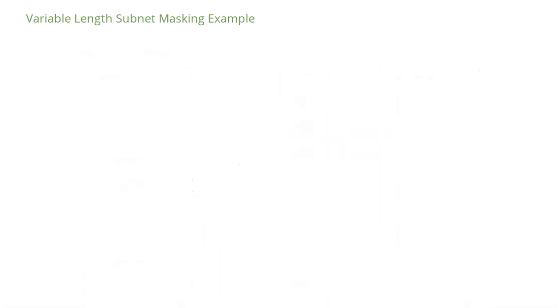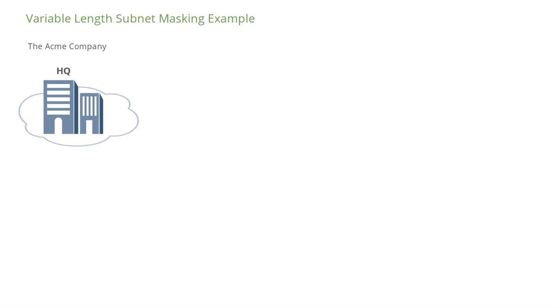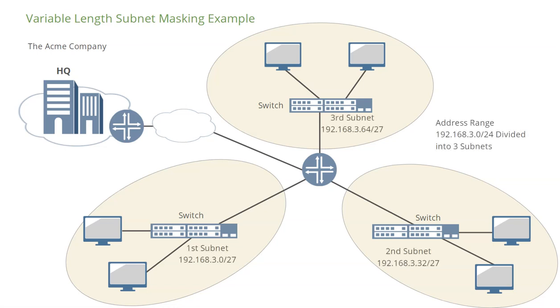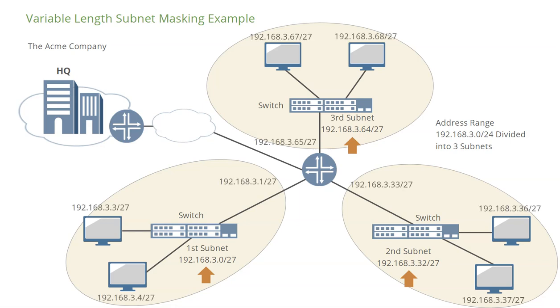Now let's assign a few of these subnets and see what the new IP addressing scheme looks like at the Acme manufacturing facility. In the graphic on screen, you'll see that we've assigned three subnets: 192.168.3.0, 192.168.3.32, and 192.168.3.64 to the three different networks. We've also assigned three host numbers from each subnet to the network devices within each subnet. Notice that the router has three network interfaces in three different subnets, so it must have a unique IP address for each.